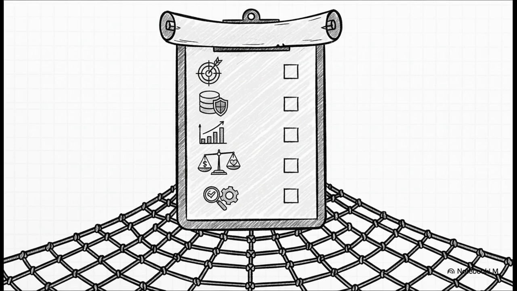These are the absolute non-negotiables. Did you actually define what success looks like? Is your data even reliable? Do you know how you're going to measure performance? And maybe most importantly, have you thought about the real-world impact and how you're going to keep this model working over time? This checklist is your safety net.